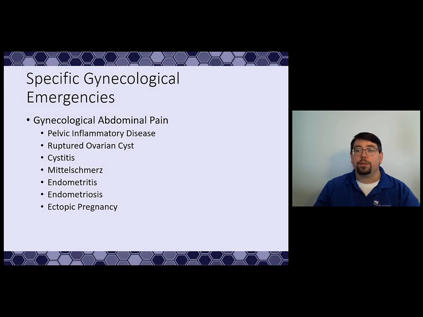Now, there are a number of specific gynecological emergencies that we're going to deal with. The majority of these are going to focus primarily around abdominal pain. These include things like PID or pelvic inflammatory disease, ruptured ovarian cyst, cystitis, Mittelschmerz, endometriosis, and ectopic pregnancies. Let's take a look at each one of those.